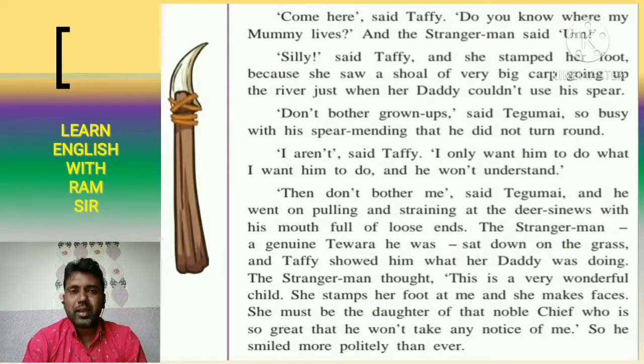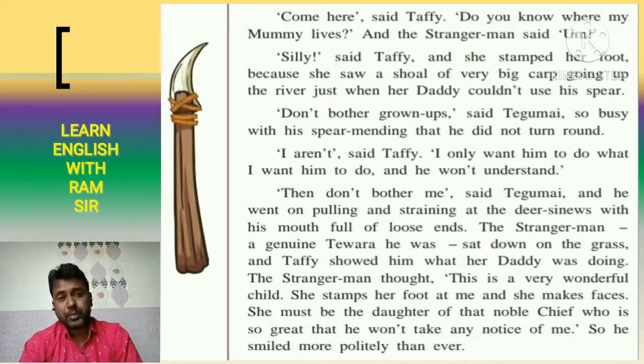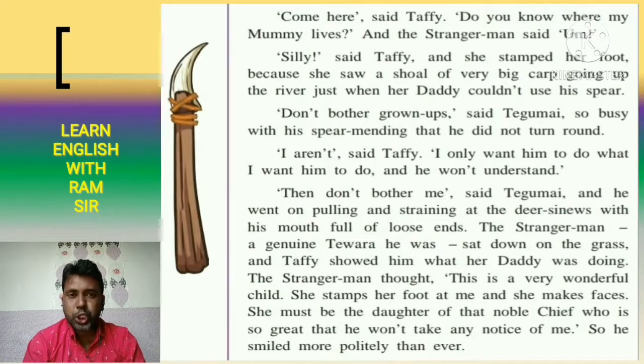लेकिन वो एक अंदाजा लगाने की कोशिश कर रहा है कि ये जो लड़की है मेरी तरफ देख रही है, मेरी तरफ मुंह बना रही है. तो वो सोचता है that this girl must be the daughter of this noble chief. It means now Tegumai, he considered the Tegumai as the chief of one of the tribes. And this person is so great because he won't take any notice of him. यानी उसे पता भी नहीं कि पीछे कौन खड़ा हुआ है. So he smiled more politely because he thought like that this person is one of the chief persons of the tribe. And so he gave the smile with more politeness.